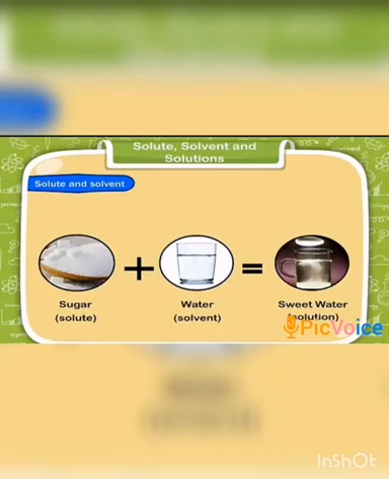Same way, if we mix sugar with milk, we will get sweet milk. Sugar is a solute, milk is a solvent, and sweet milk is a solution.